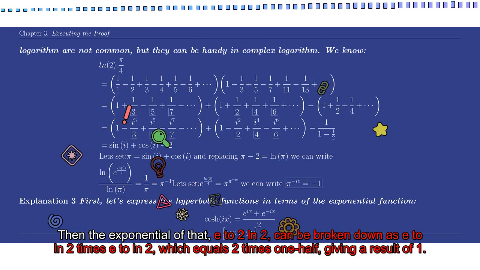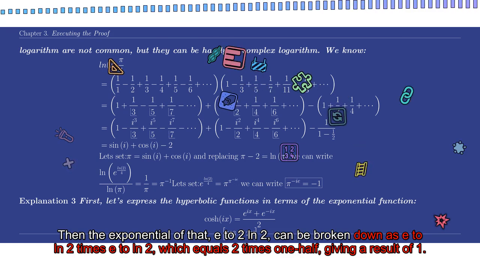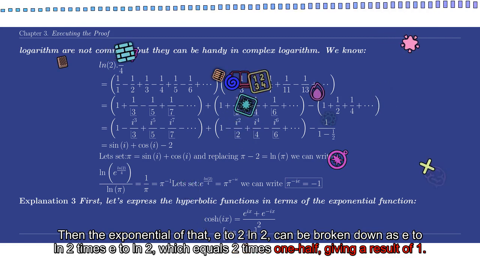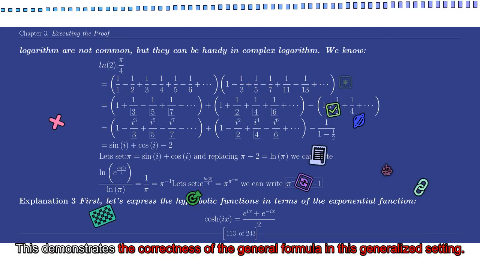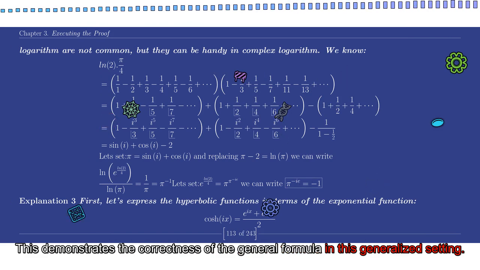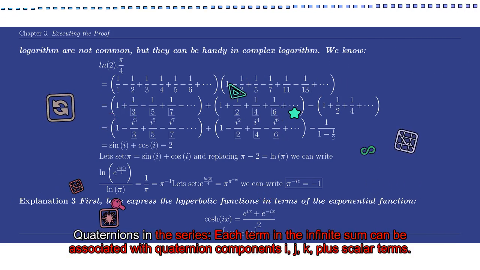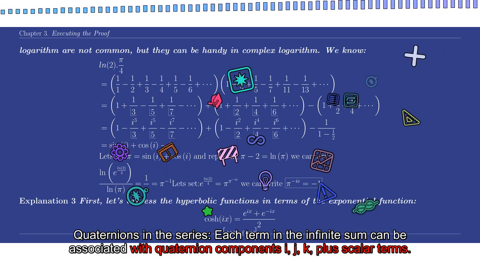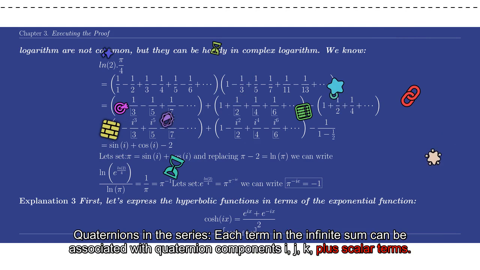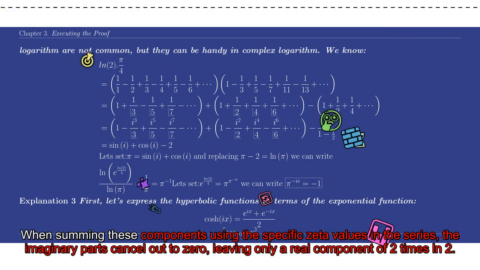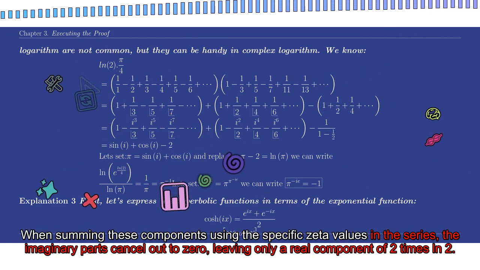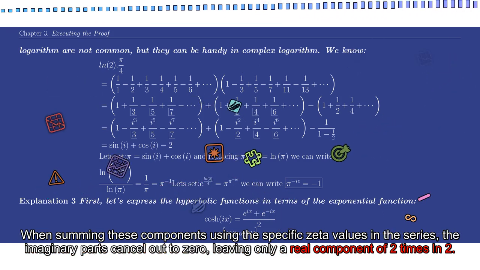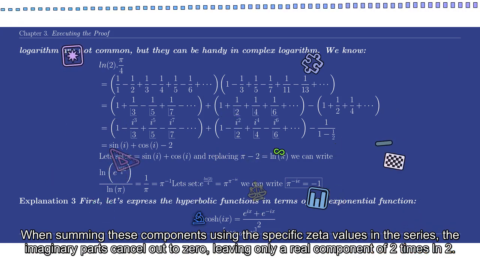Then the exponential of that, e to 2 ln2, can be broken down as e to ln2 times e to ln2, which equals 2 times 1/2, giving a result of 1. This demonstrates the correctness of the general formula in this generalized setting. Quaternions in the series: each term in the infinite sum can be associated with quaternion components i, j, k, plus scalar terms. When summing these components, using the specific zeta values in the series, the imaginary parts cancel out to 0, leaving only a real component of 2 times ln2 cycles.